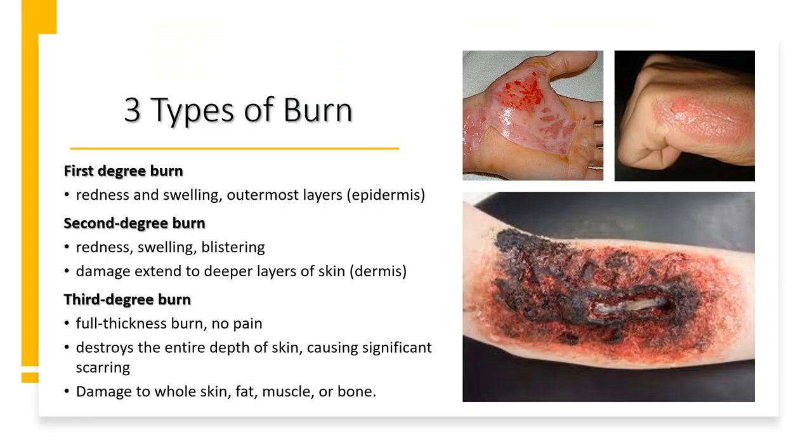There are three types of burn, and these burns are defined by how deep the burn is. A first degree burn is a superficial burn. This is usually in the epidermis. There's a bit of redness, swelling, it's very superficial and usually not too serious. It won't involve any of the other layers underneath. So it'll just be red, maybe a bit swollen, but it's only of the epidermis, the outer layer of the skin.